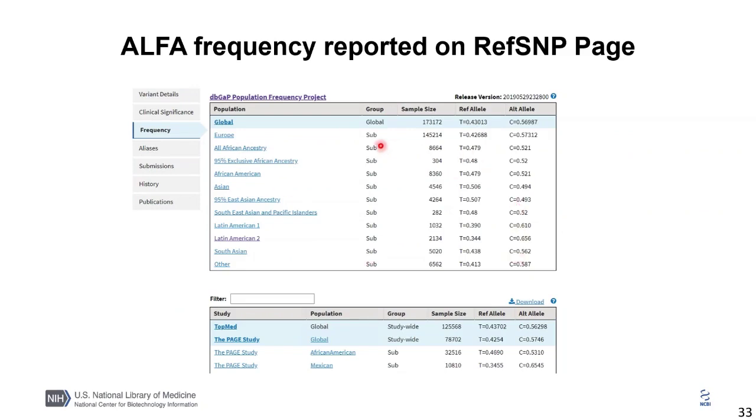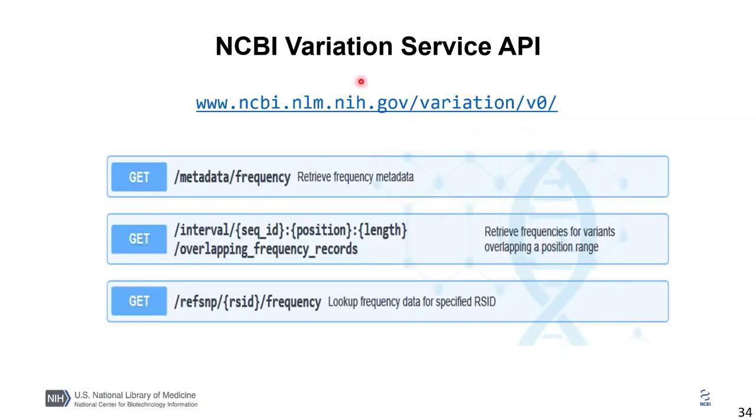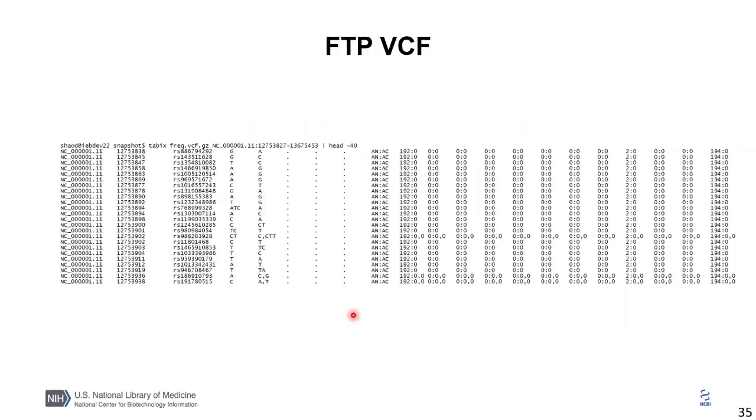The data for the alpha will be reported on the RefSNP page, just like what I've shown you already for the existing data from other projects that already exist in dbSNP. The data will also be accessible by an API. You can get the metadata for the populations and the studies. You can also query by position range and by RS numbers. Of course, the data will also be available by bulk download from the FTP site.